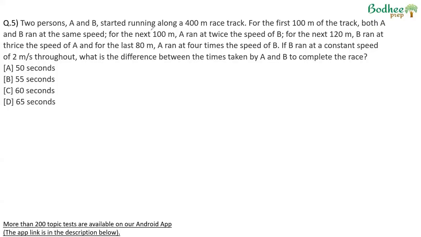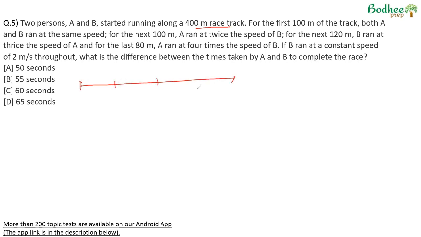Two persons A and B started running along a 400-meter track. For the first 100 meters of the track, both A and B ran at the same speed. For the next 100 meters, A ran at twice the speed of B. For the next 120 meters, B ran at thrice the speed of A. And for the last 80 meters, A ran at 4 times the speed of B. If B ran at a constant speed of 2 meters per second.